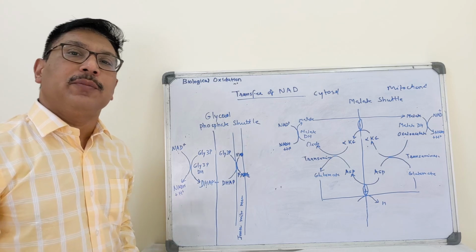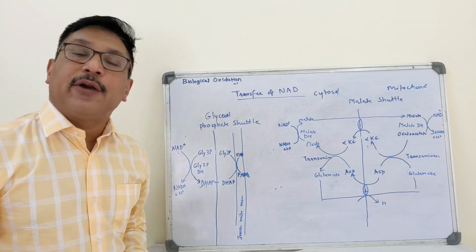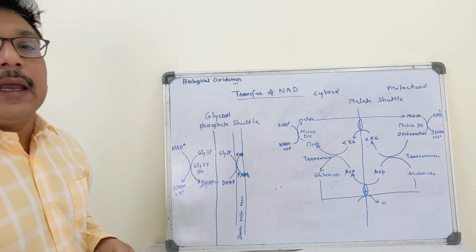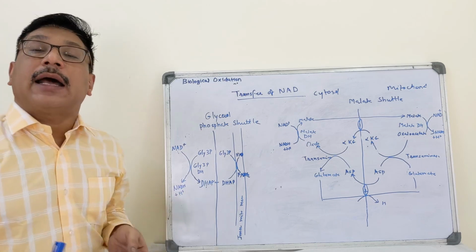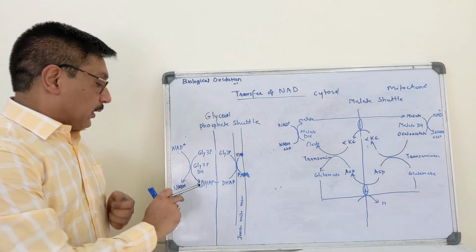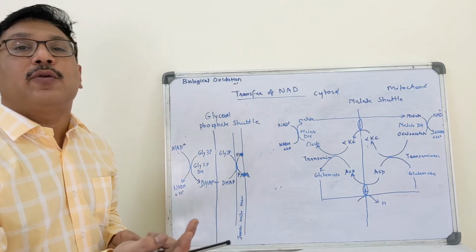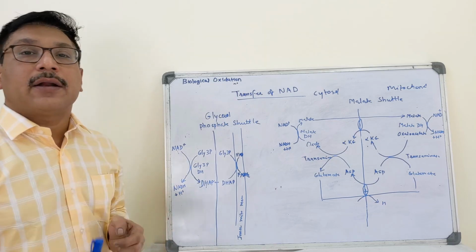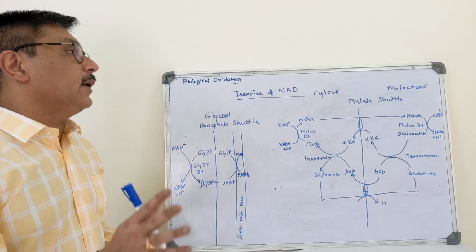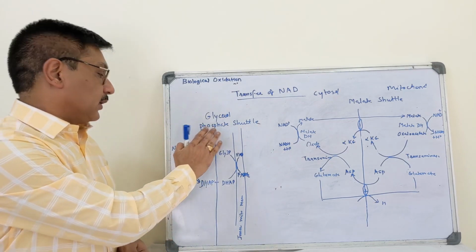NADH is continuously produced in the cytosol by glyceraldehyde 3-phosphate dehydrogenase in glycolysis. Now this NADH is impermeable to the inner mitochondrial membrane. In order to transfer the electrons from NADH to inside the mitochondria or matrix, there are two shuttle systems. One is the glycerol phosphate shuttle and the second one is the malate shuttle. So let us see the glycerol phosphate shuttle.